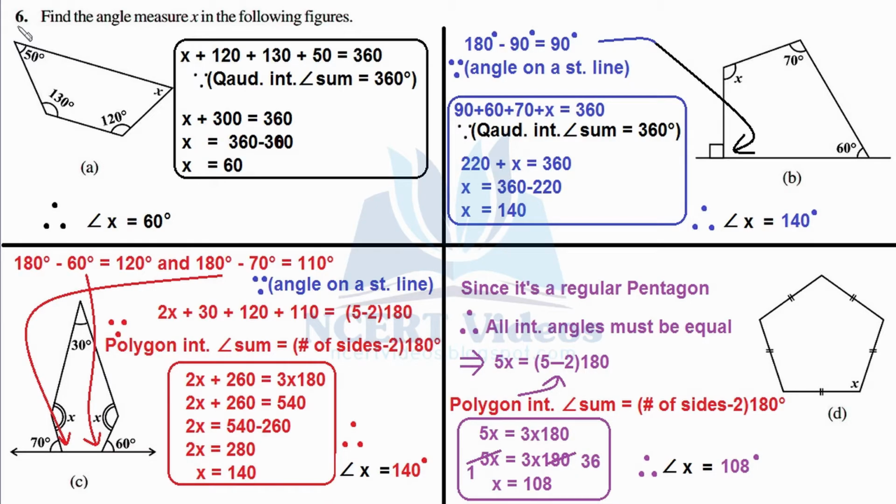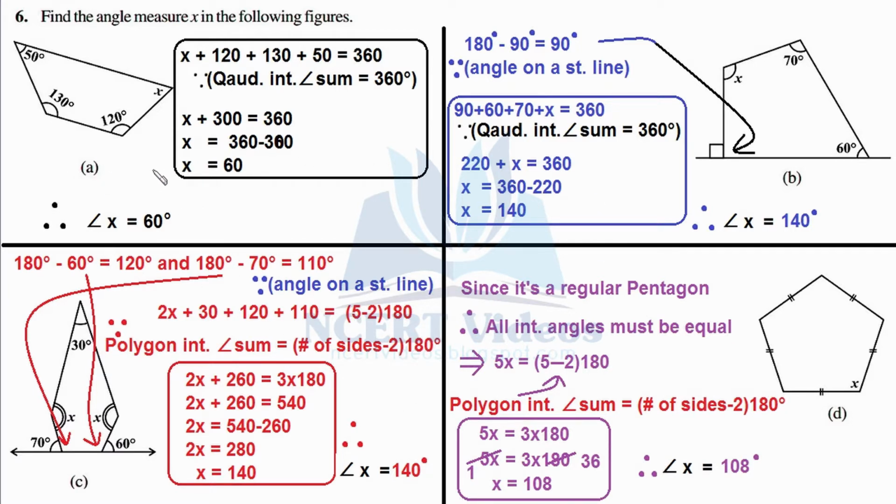Mathematics Class 8th, Chapter 3rd, Exercise 3.1, Understanding Quadrilaterals, Question number 6. Find the angle measure x in the following figures. We are given 4 figures and we need to find the value of x, that is, the measure of angle x wherever we encounter it in the following 4 figures. Let's straight away dive into the A part.